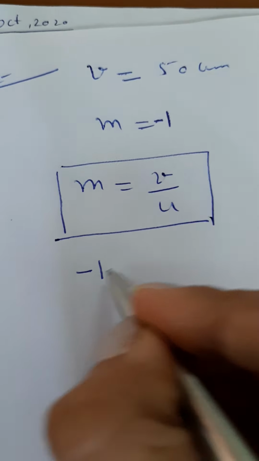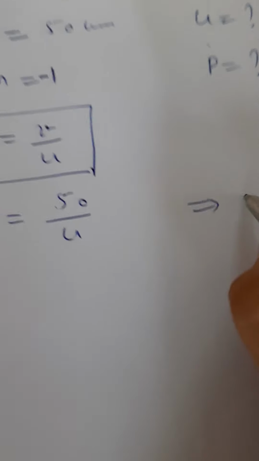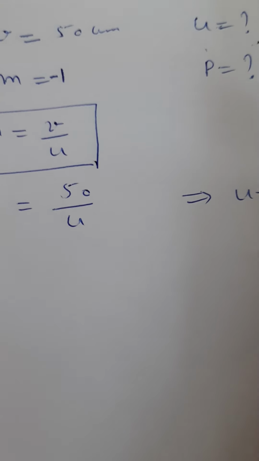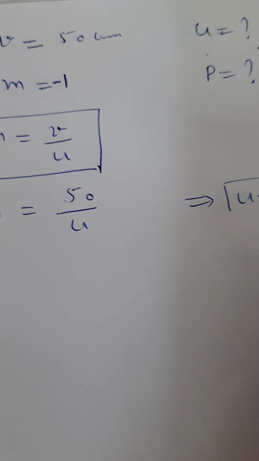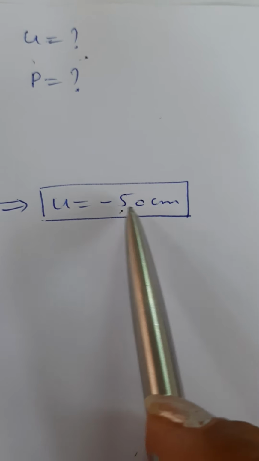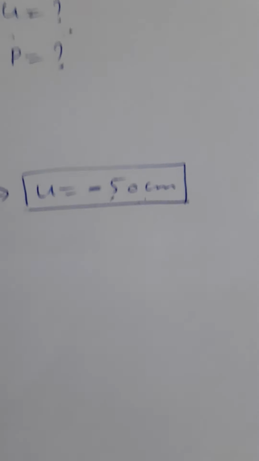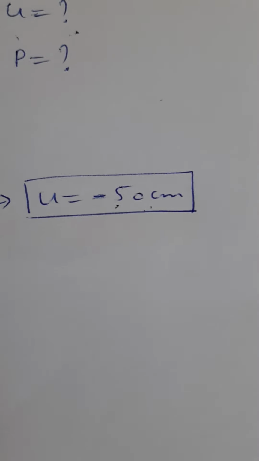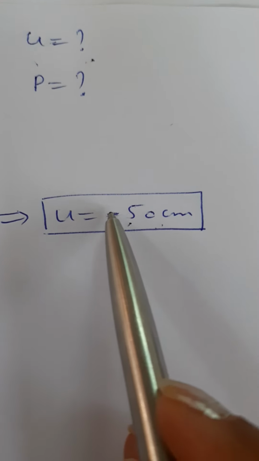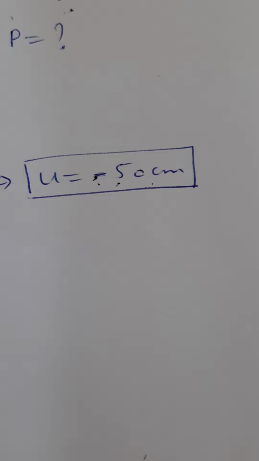Put values: m is -1, v is 50, u. So what is the value of u? u is minus 50 centimeter. What is the meaning of this minus 50 centimeter? Object is placed at 50 centimeter. This negative sign is telling you that the object is kept in front of the lens.